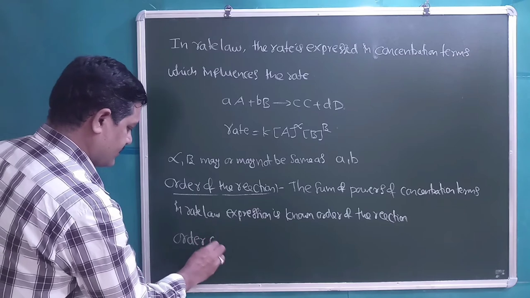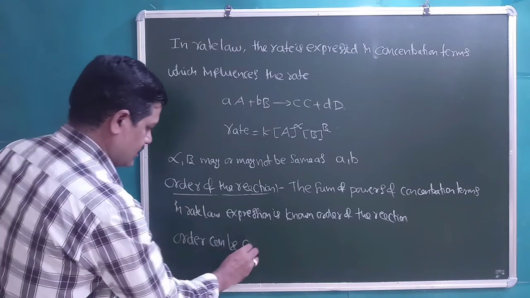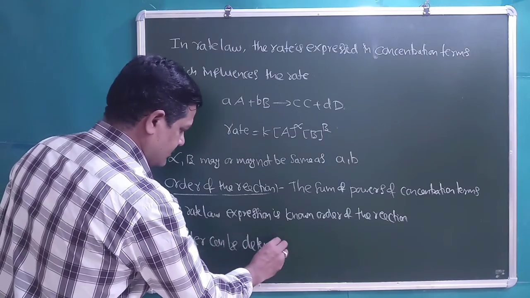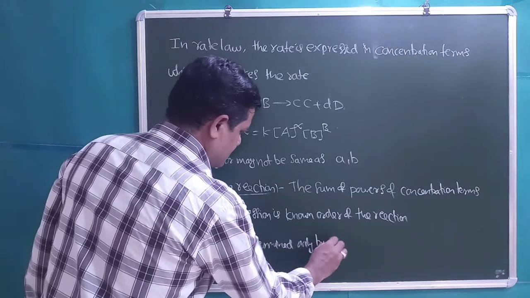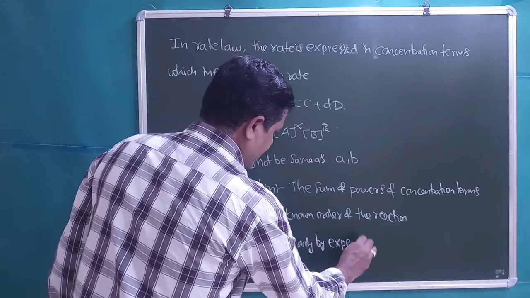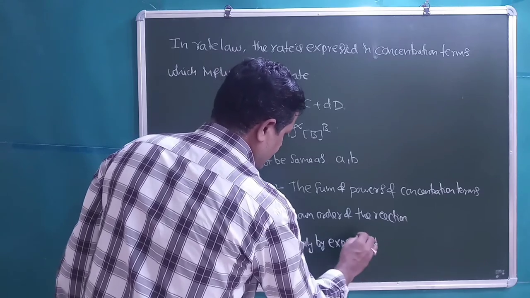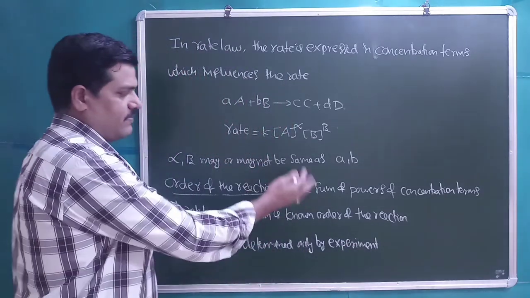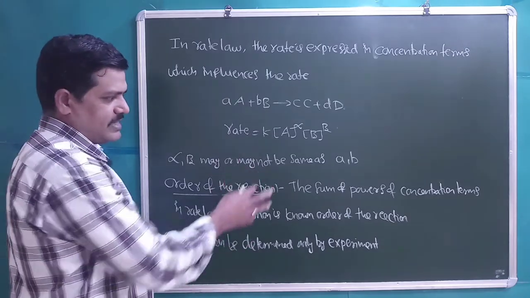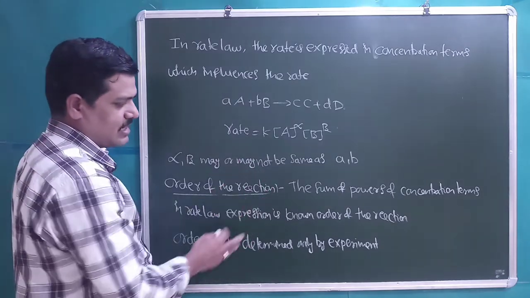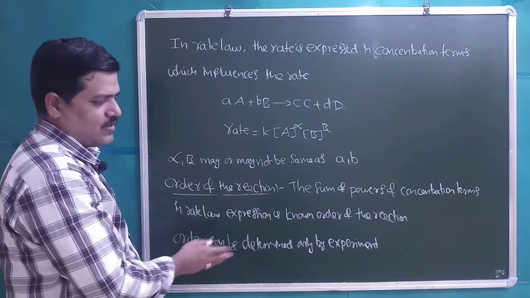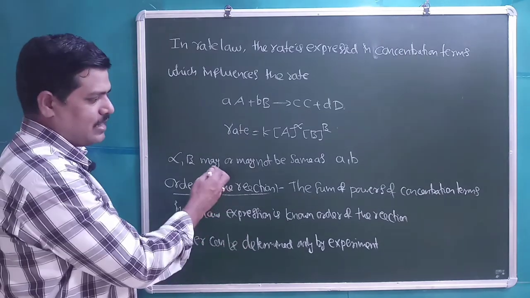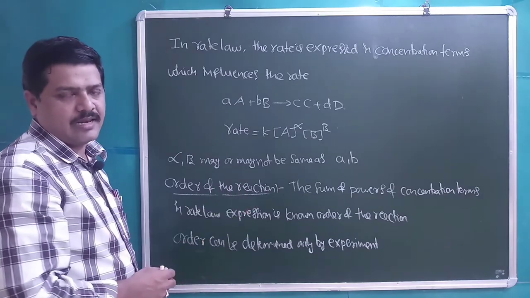Order can be determined only by experiment. Only by experiment. So no need to predict whether the given equation is first order, zero order, second order, or fractional order, because order can be determined only by the experiment, unless they have mentioned it as an elementary reaction.